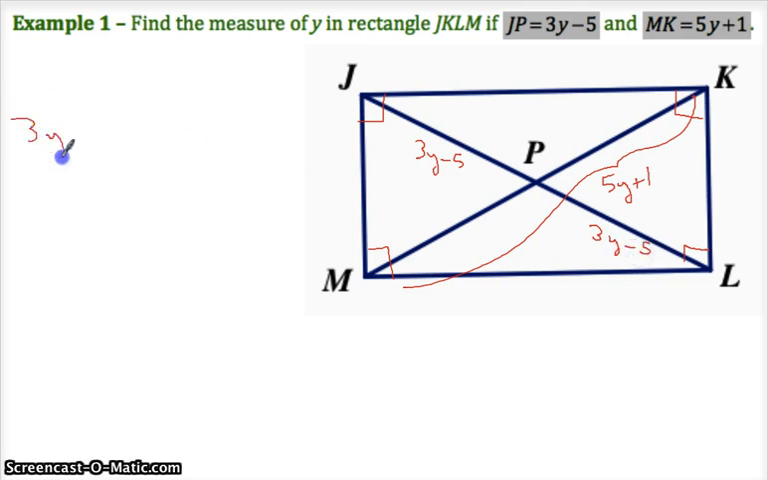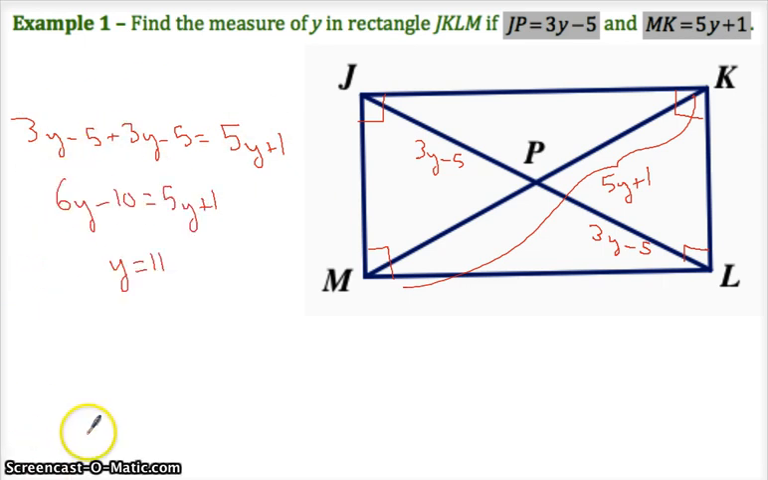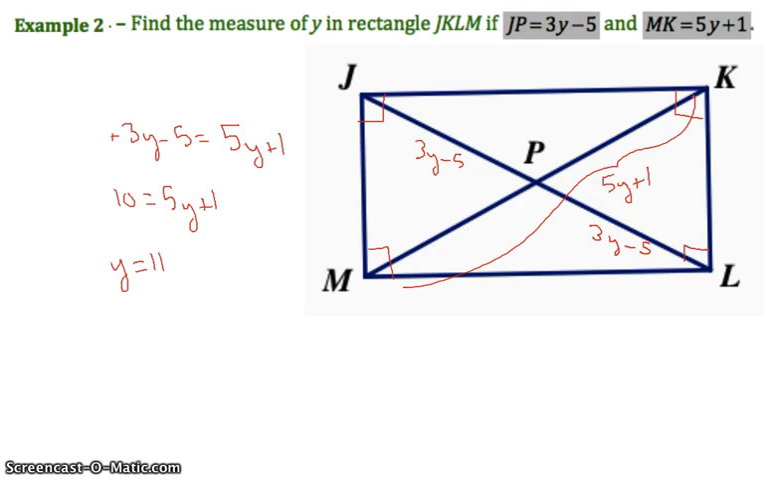So I know that 3y minus 5 times 2, or 3y minus 5 plus 3y minus 5, has to equal, since it's a rectangle, the other diagonal, 5y plus 1. So I used the parallelogram theorem there, and I also use, overall here, a rectangle theorem. Then I'll do some algebra and find out that y has to be 11.